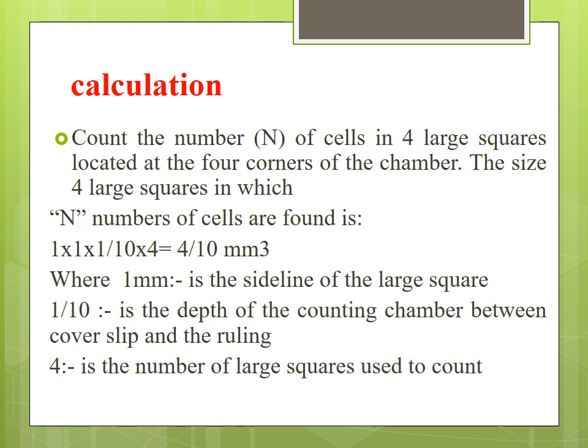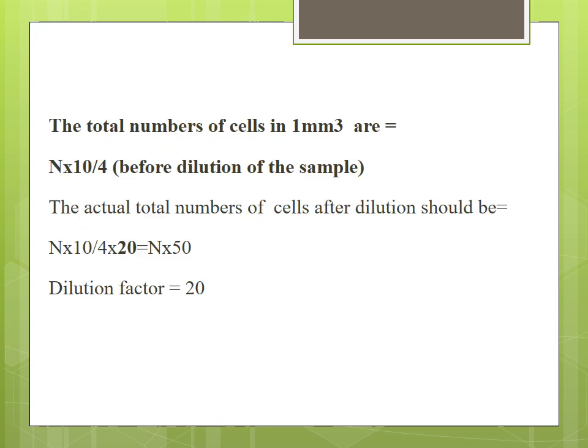It is not necessarily 4; I may ask you to count 4 squares multiplied by 3, or ask you to count 2 squares multiplied by 2. The net result is 4/10 cubic millimeter. Note: 1 mm is the side line of the large square, 1/10 is the depth of the chamber between the cover slip and the ring, and 4 is the number of large squares used to count.